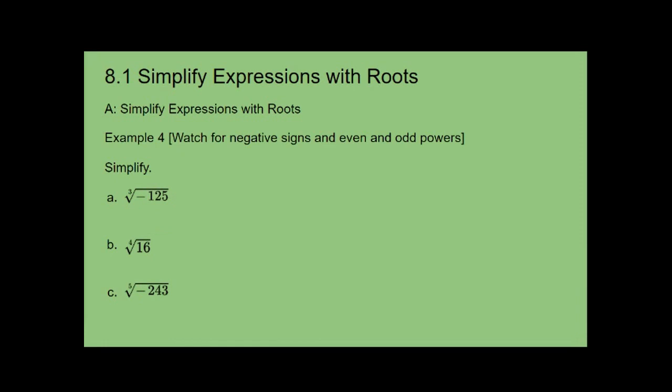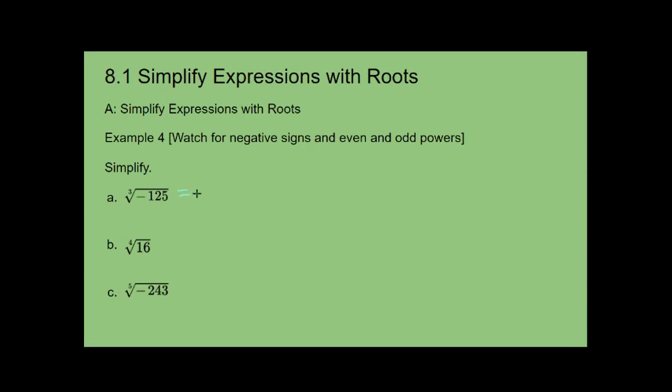Let's do another example. This one, watch for negative signs and odd and even powers. Okay, so let's go ahead and go through these. Now notice, the first thing I notice is that I have a negative inside the radical symbol. Now up until this point we've said anytime you have a negative inside there, it's not a real number. However, we're not working with the square root, we're working with the cube root. Because this is odd, it is okay to have that negative inside.